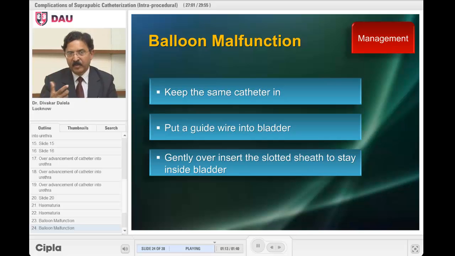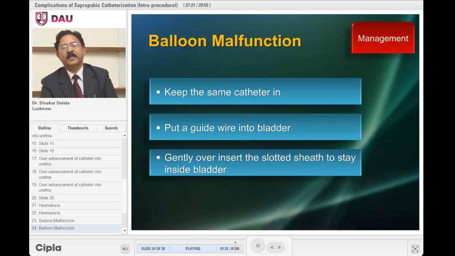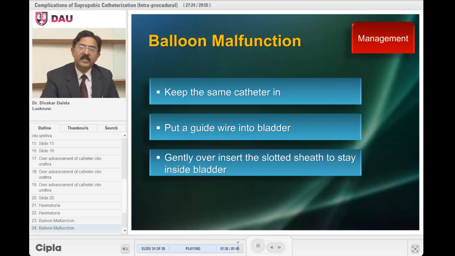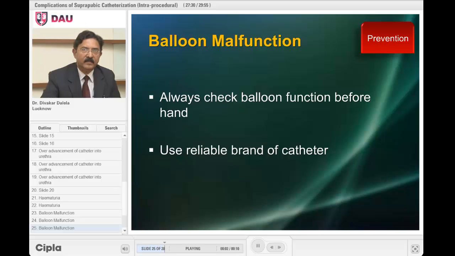Because if you inflate the balloon and discover difficulty in inflating it because of balloon malfunction, let the trocar cannula, that slotted sheath, be in already. Remove that catheter and try as soon as possible to put another catheter through that place. If the tip of the trocar is in the bladder, your catheter will still go in the bladder. Now you will learn these things by doing this practical yourself a number of times. So what I said, always check balloon function beforehand, always use a reliable brand of catheter.